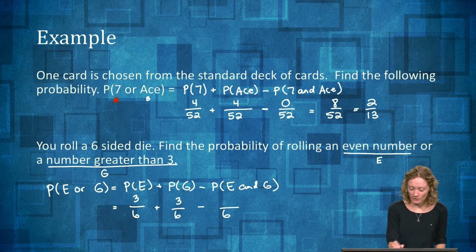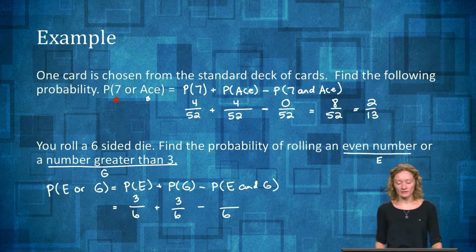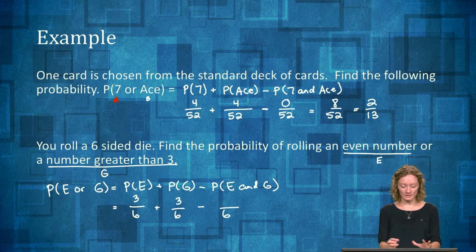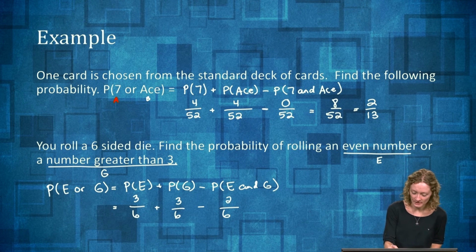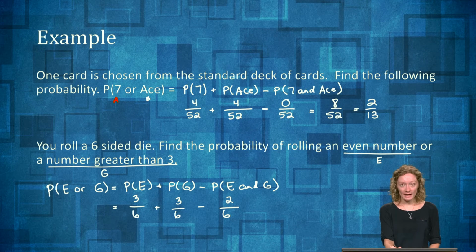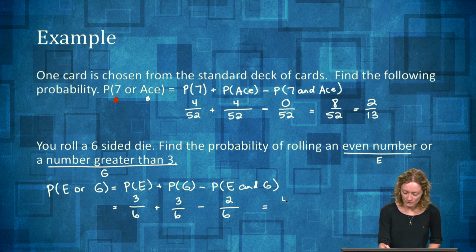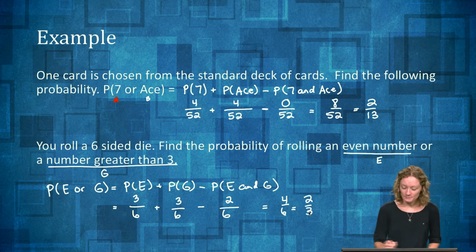And then subtract out of the 6 those that meet both criteria. It's still one event. This is just how we come up with this individual probability. Even and greater than 3: greater than 3 is 4, 5, 6, and even 4 and 6 meet that criteria. So 2 here. We've already accounted for 4 in both areas, so we have to subtract it out once. All right, so simplify this. 3 plus 3 minus 2 is 4 over 6, which simplifies to 2/3. And that's our final answer.